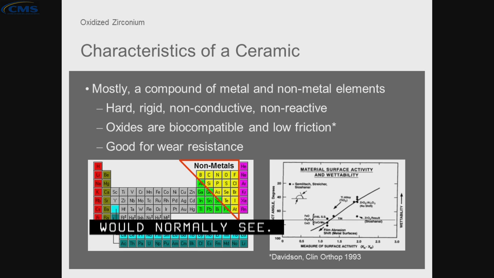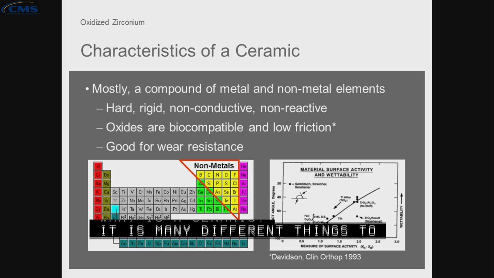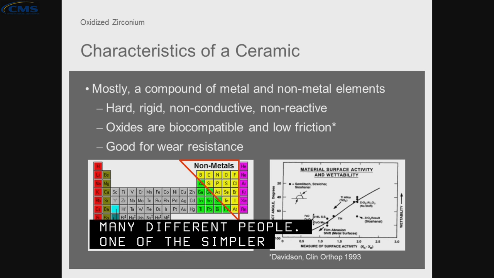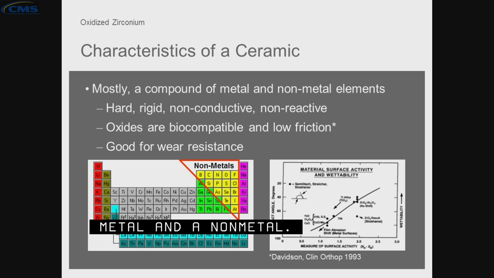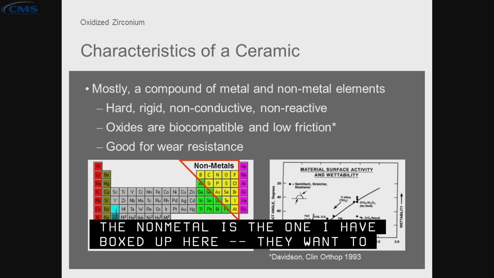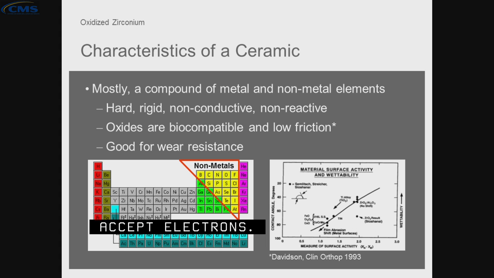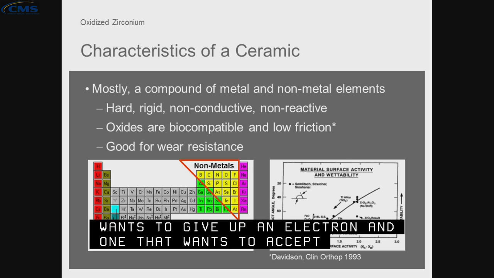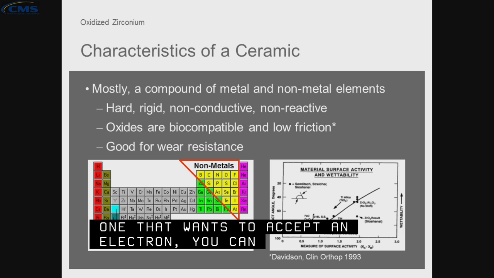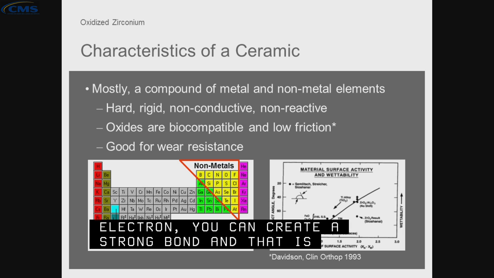So what is a ceramic? Well, a ceramic is many different things to many different people. One of the simpler explanations is that it's a compound of a metal and a non-metal. Non-metals are the ones that I've boxed up here. They want to accept electrons. So if you combine an element that wants to give up an electron and an element that wants to accept an electron, you create a strong bond. That is the basics of creating a ceramic material. These are hard, rigid, non-conductive, non-reactive materials.